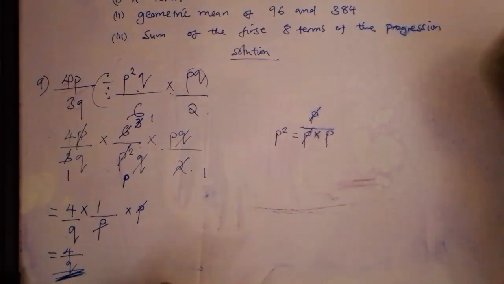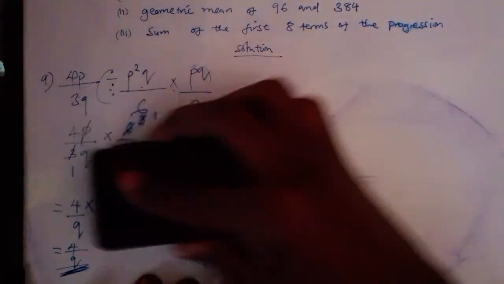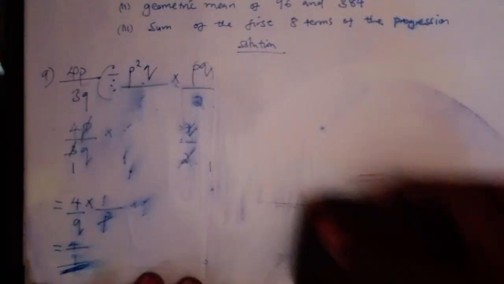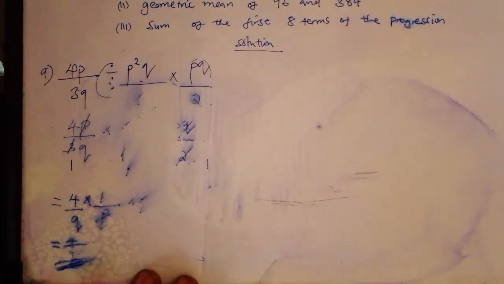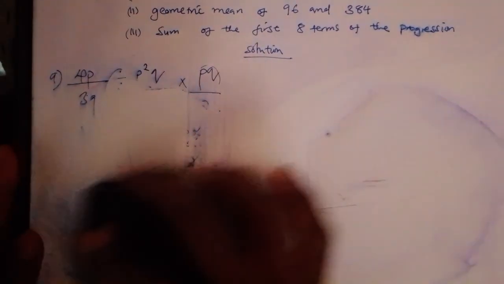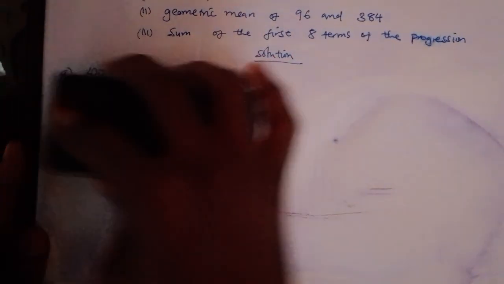So next we are going to look at question 2. What is question 2 saying? Question 2 is basically asking us to calculate the geometric progression. So how can we calculate the geometric progression? Let me show you how simple the GP is.